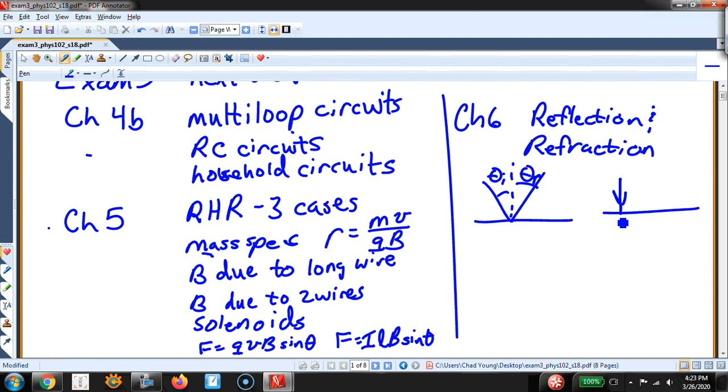First of all, when I go from one medium into another, the speed of that wave can change. If the index of refraction is different, the speed will change. And then if I go at a certain angle, where this would be the angle theta 1, it can bend depending on how the index of refraction is different.